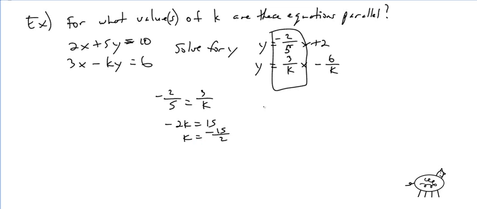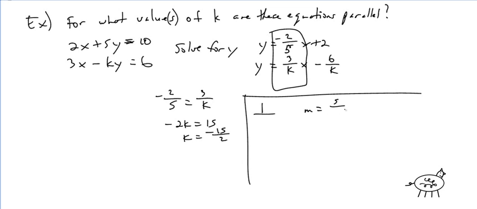Okay, what about, let's just do the same problem here, but let's say perpendicular. Well, the only thing that's going to change here is, instead of your one slope being negative 2/5, our slope is positive 5 halves. So we're just going to say 3 over k, instead of being equal to negative 2/5, is equal to the opposite reciprocal. So 3 over k is equal to 5 over 2. So 5k equals 6. K equals 6/5.